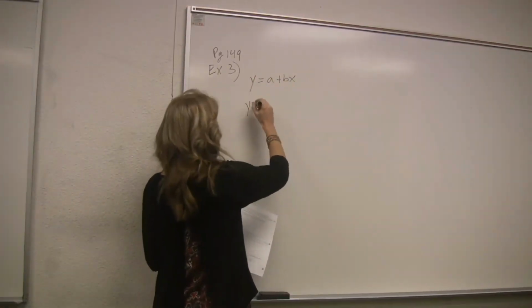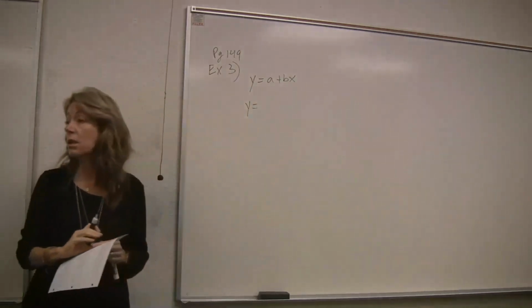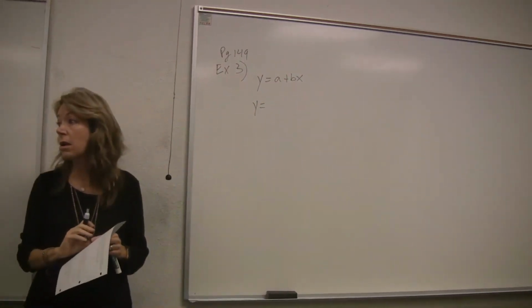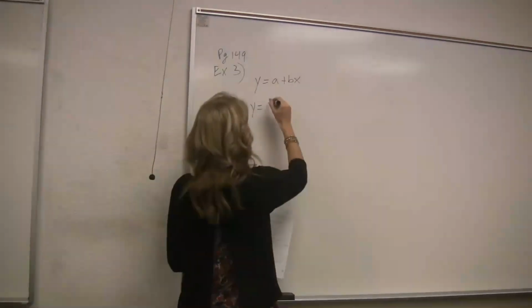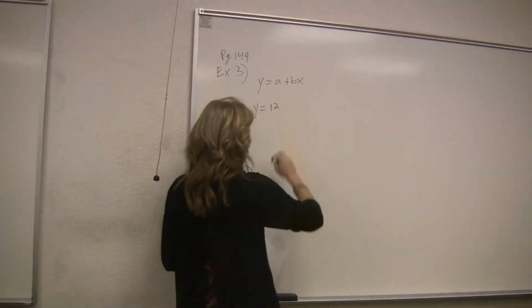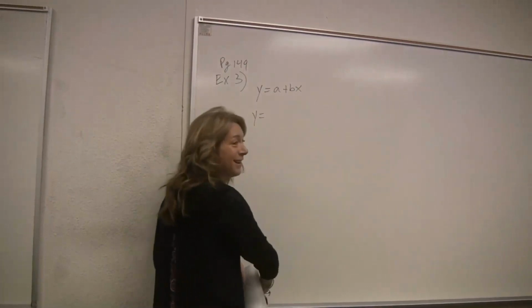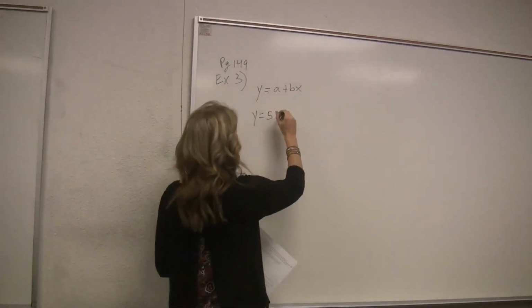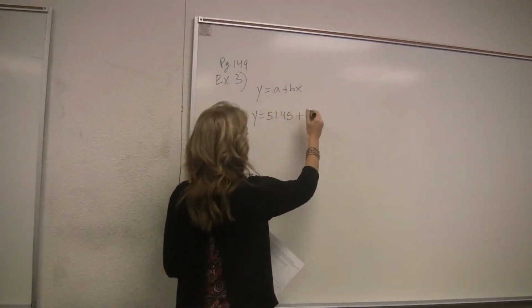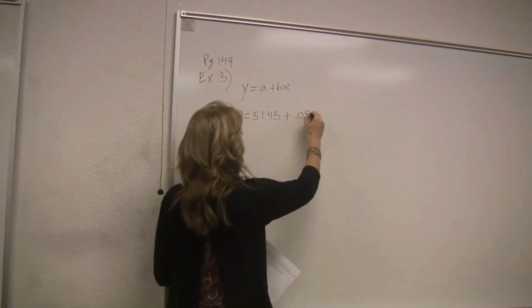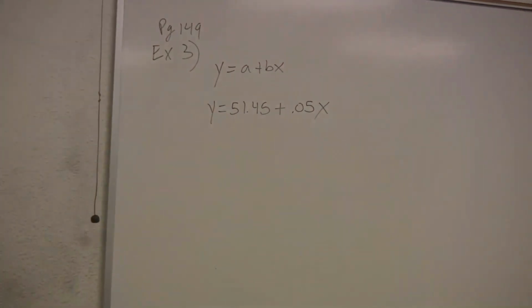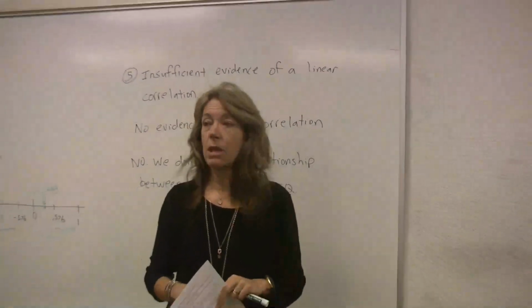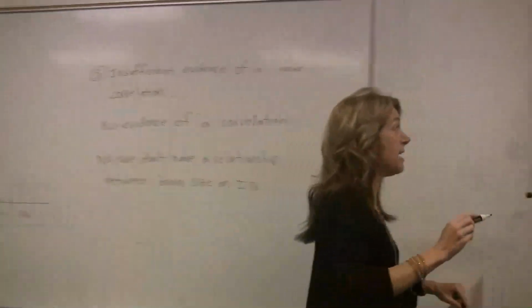So off of our calculator, we get 51.45. 51.45 plus 0.05x. We agree with Kirsty's numbers? The a and the b off of our calculator screen? So this is the regression line that they asked us for.